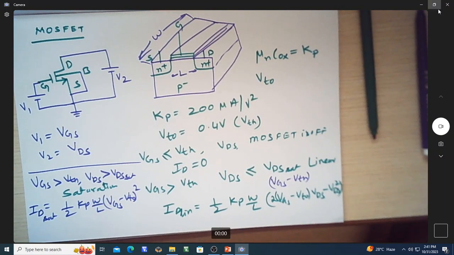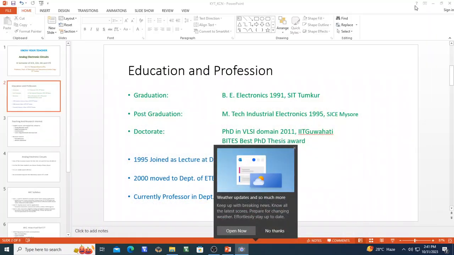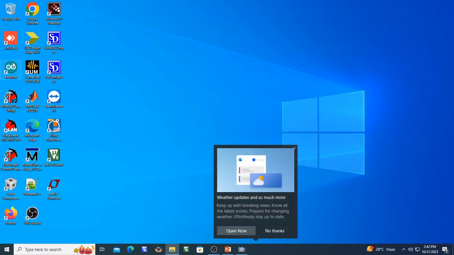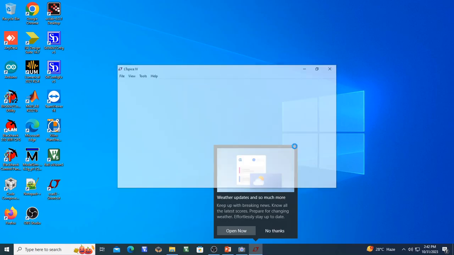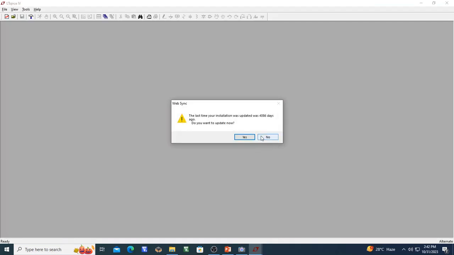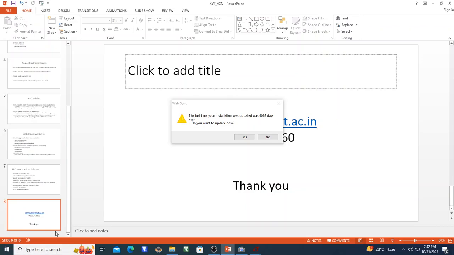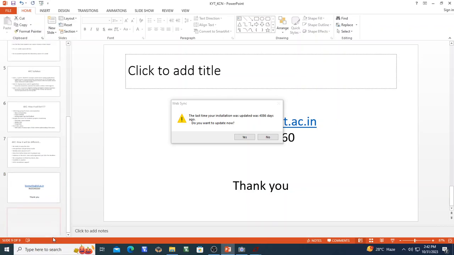We will be using LTspice, which is from Linear Technology. SPICE stands for Simulation Program with Integrated Circuit Emphasis. So let me just type it here. Suppose I just see what SPICE is.